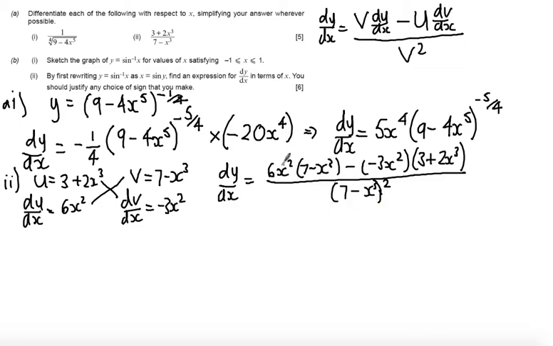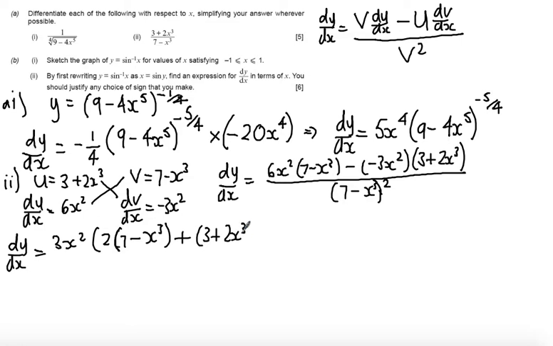So I can take 3x squared out as a common factor here. So simplifying, taking 3x squared out as a common factor, I get left for my first term 2 lots of 7 minus x cubed. The middle term was a double negative, so it's a positive. I've taken a 3x squared, so I get plus 3 plus 2x cubed, all over 7 minus x cubed squared.